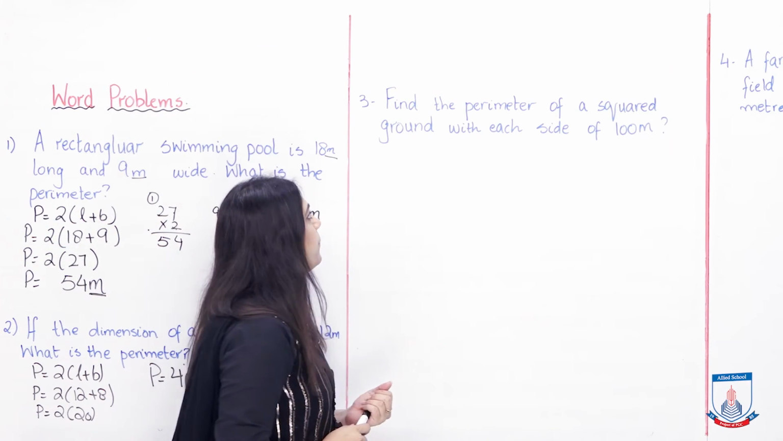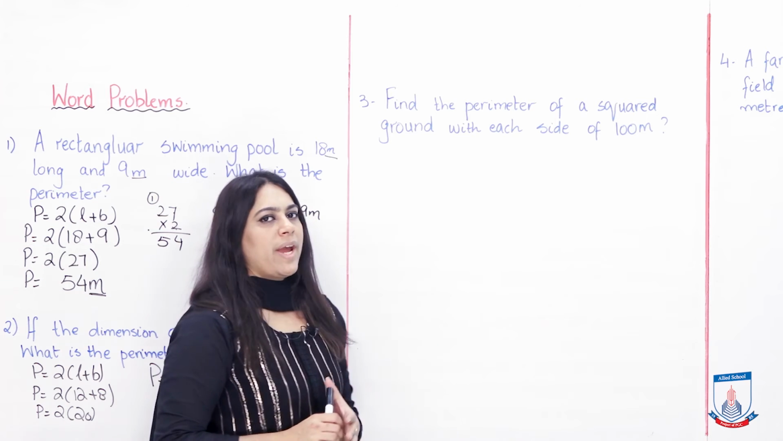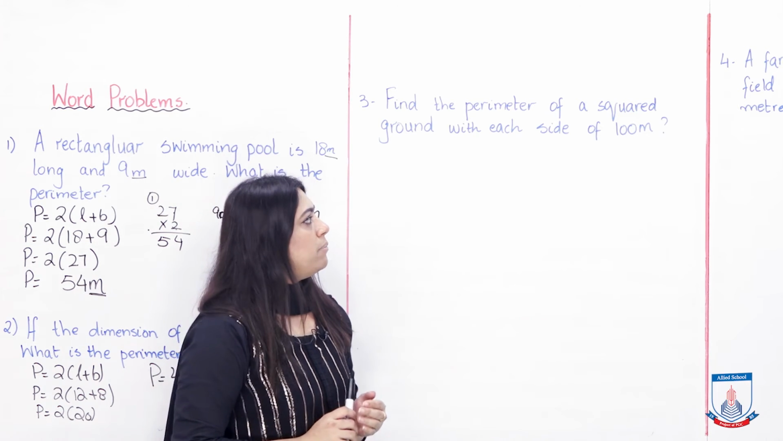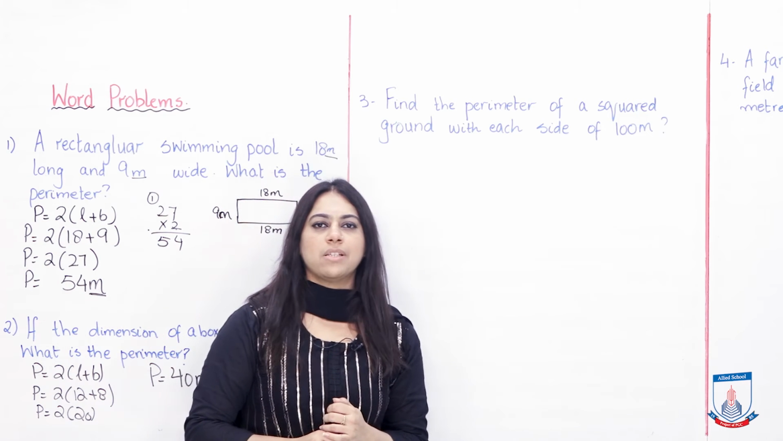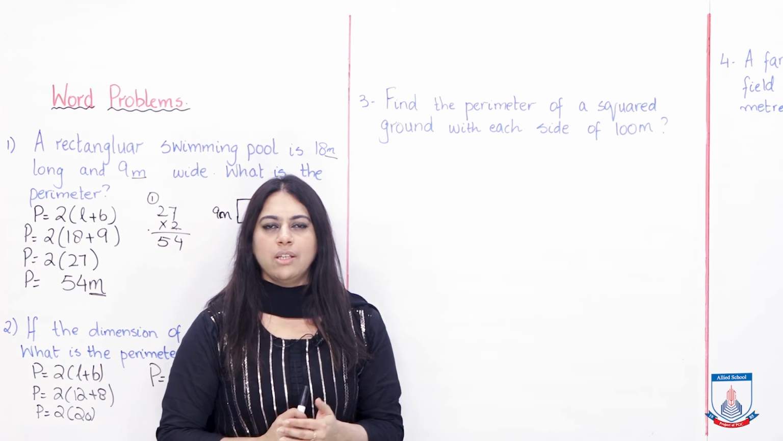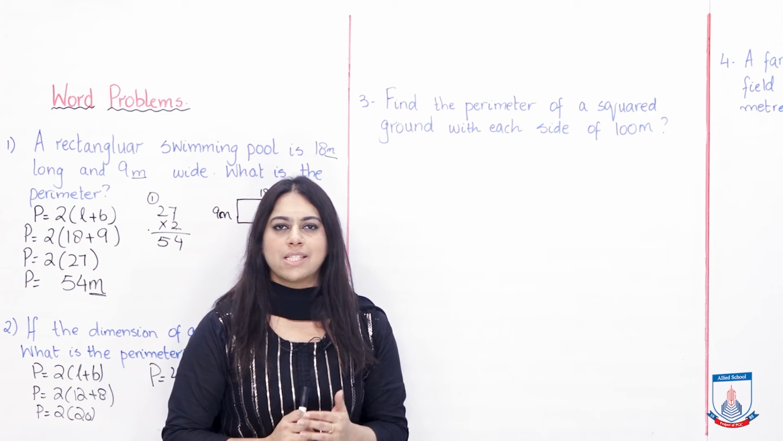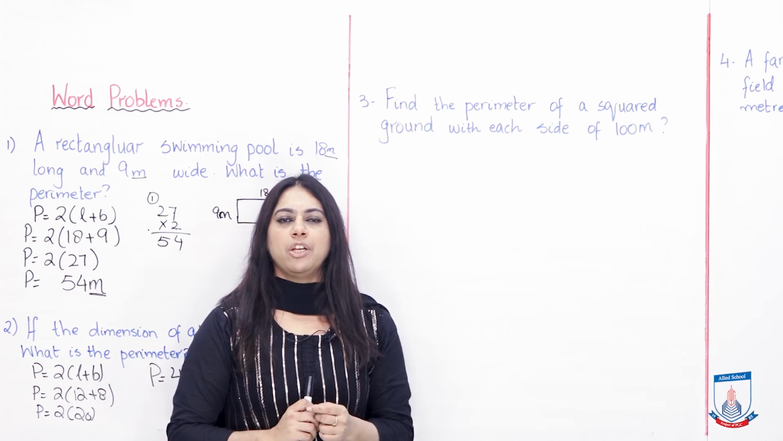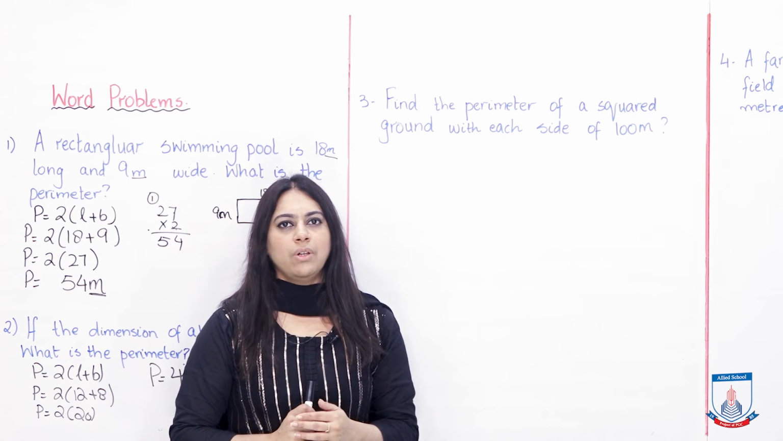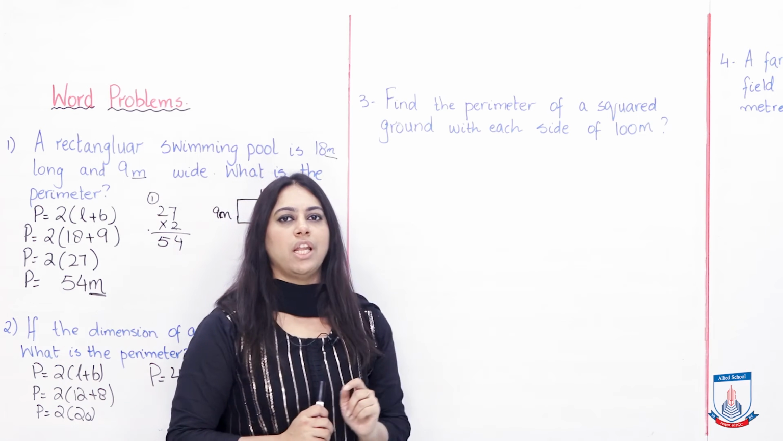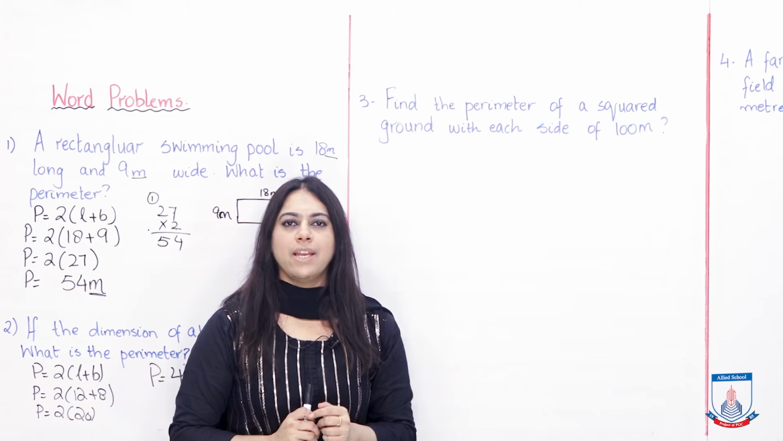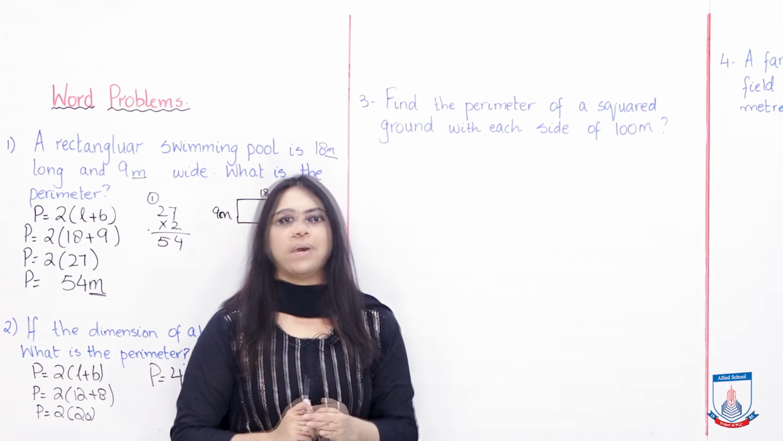Question number 3. Find the perimeter of a square ground with each side of 100 meter. Here the shape given to us is a square. Recall the property of a square. Exactly, in a square all sides are equal. So what is the perimeter? You're going to add all the sides, because all the sides of a square are equal. That's why they have given you the length of one side, which is 100 meter. So what is the perimeter of a square? Exactly, it is 4 multiplied by the length.